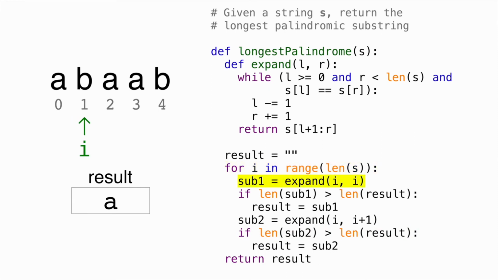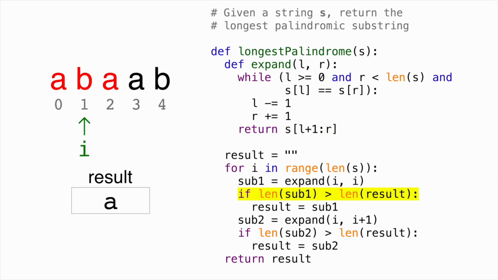Now let's find the longest substring starting from index 1. B is equal to B, so we'll expand outwards and check the next set of characters. A is also equal to A, so now we know that ABA is a palindrome, so let's keep going. Now we've seen that we've gone out of bounds on the left side, so let's go ahead and return the substring between the left and right bounds. So now sub1 is ABA.